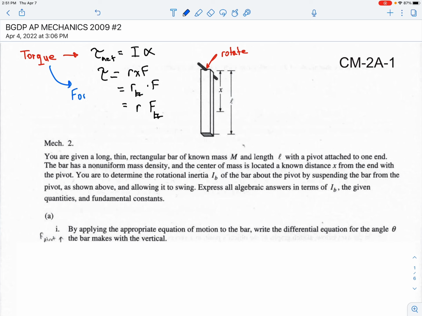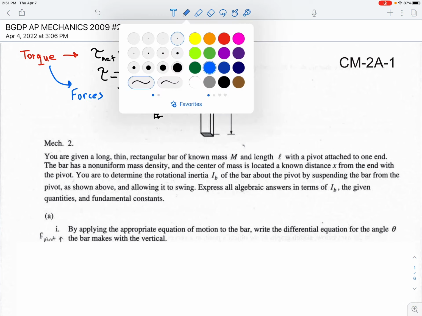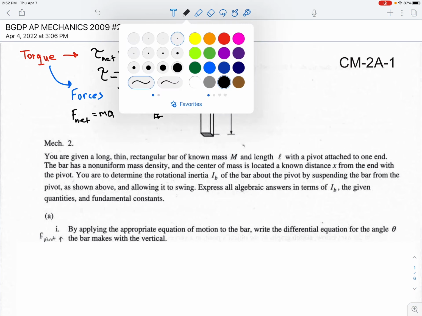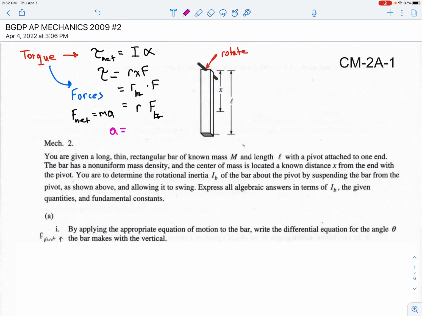And with torque usually comes forces. So everybody and their mama should know about forces. For forces, it's usually just F net is equal to MA. And there's a relationship between the force and the torque in the acceleration. The acceleration is going to be equal to R alpha. I don't know if you're going to use all these things in this. Chances are not, because usually when you use this, you're talking about pulleys where the actual pulley has a mass. But in this case, nah.